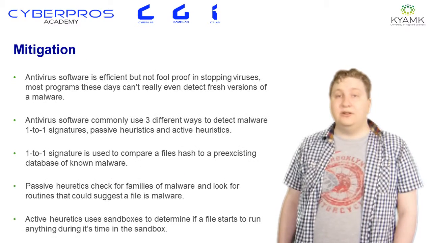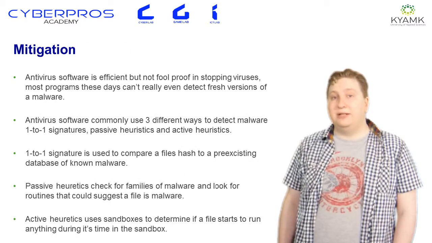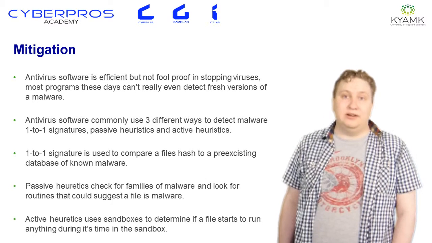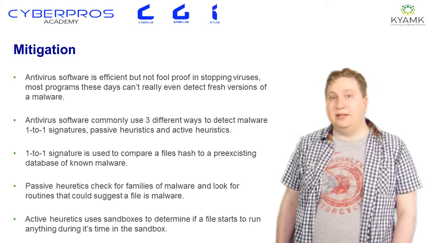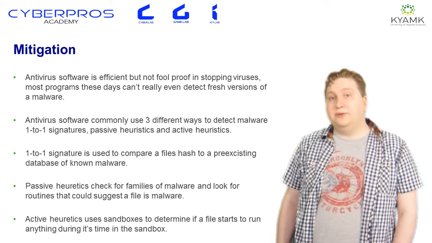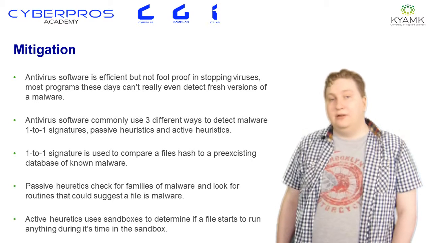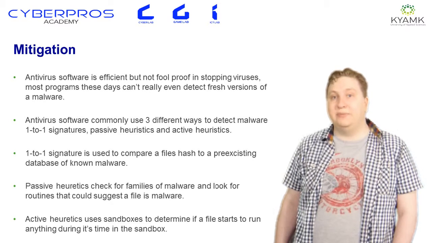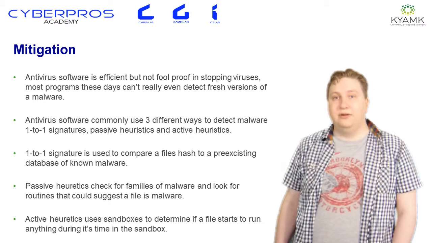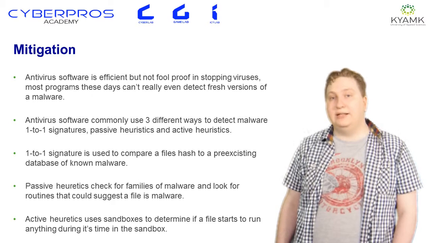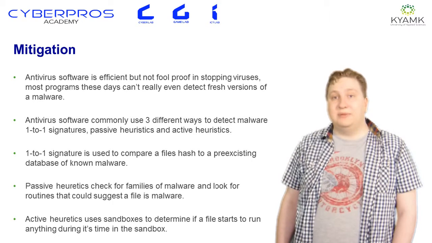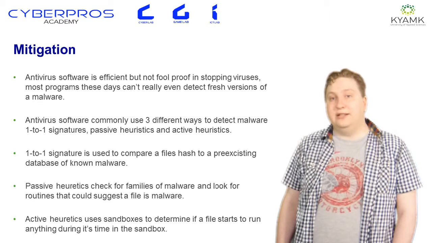The mitigation for malware is usually antivirus programs. While antivirus programs aren't foolproof, they can still mitigate a lot of problems. There are basically three ways an antivirus can detect malware. One is a one-to-one comparison, where it just checks the hash against a list of other hashes, and if the hashes are the same, it deems it malware because it's in its list.